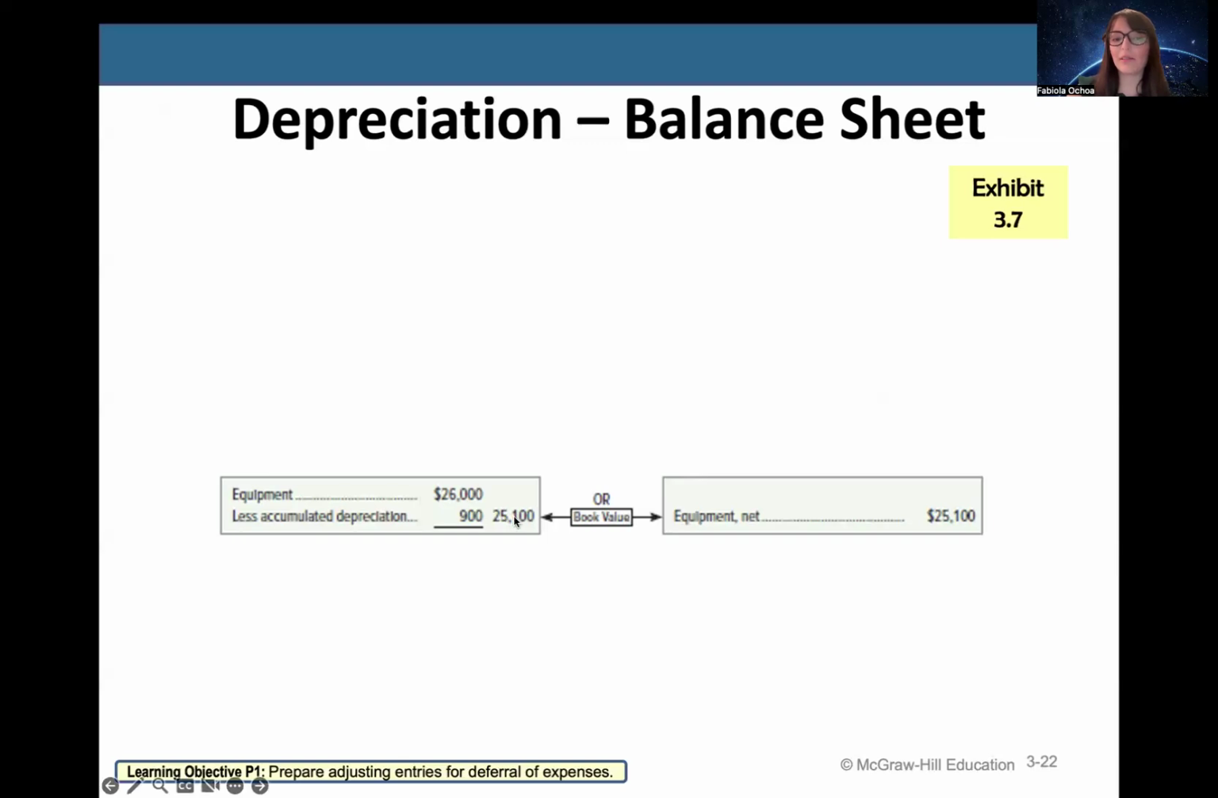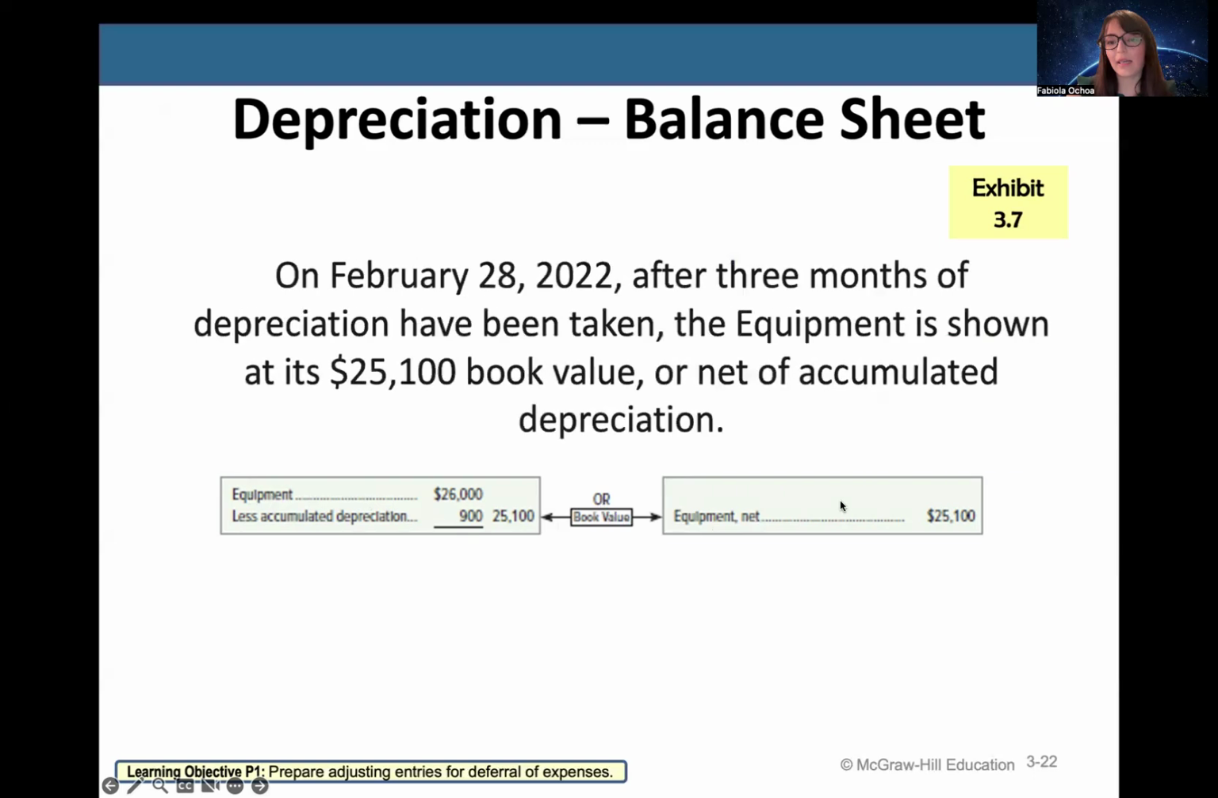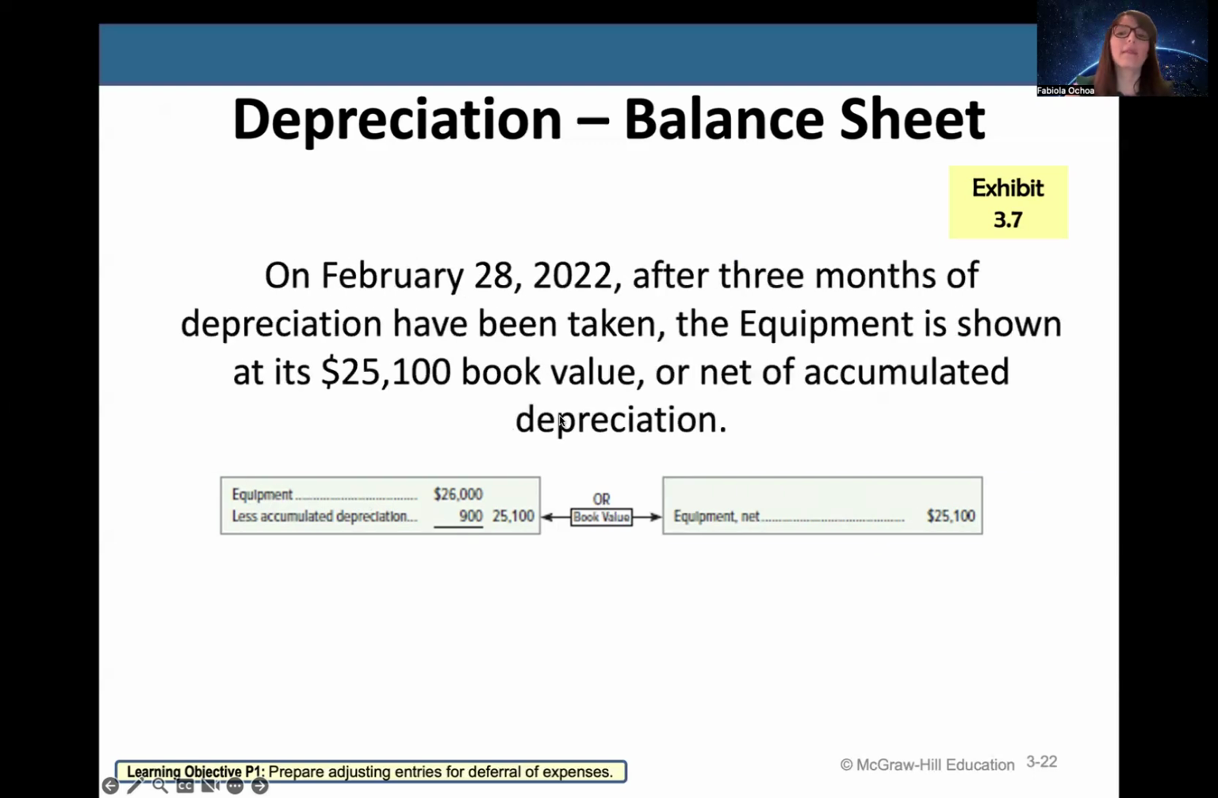So in this case, it would be $25,100. You subtract the accumulated depreciation from the equipment cost, or you can list it out this way, which is actually preferred, but you can also just record equipment net as it's done here. So after 3 months of depreciation have been taken, the equipment is shown at its $25,100 book value or net of accumulated depreciation.